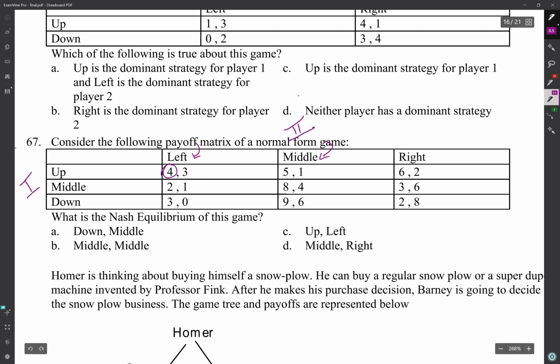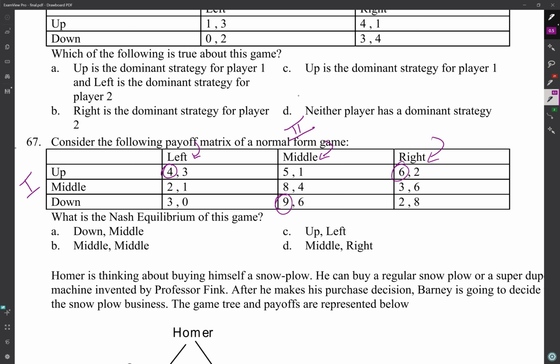Now let's assume that player 2 plays middle. Well, I could play up, get 5, middle, get 8, or down, get 9. 9's better, so I'm going to choose down. What if they play right? Well, I could play up and get 6, middle, get 3, or down and get 2. Well, 6 is the best option. Okay, so I've just given my best responses to all the different moves that player 2 can do.